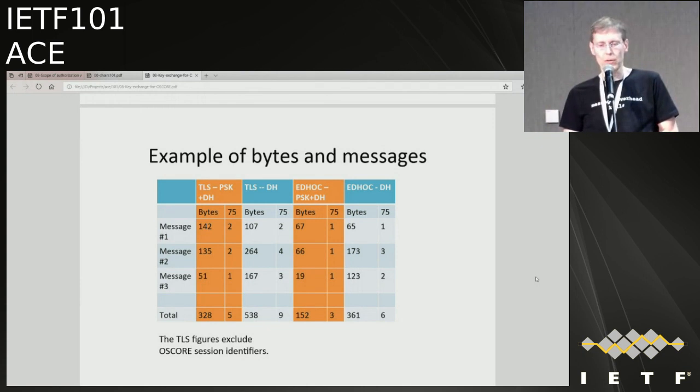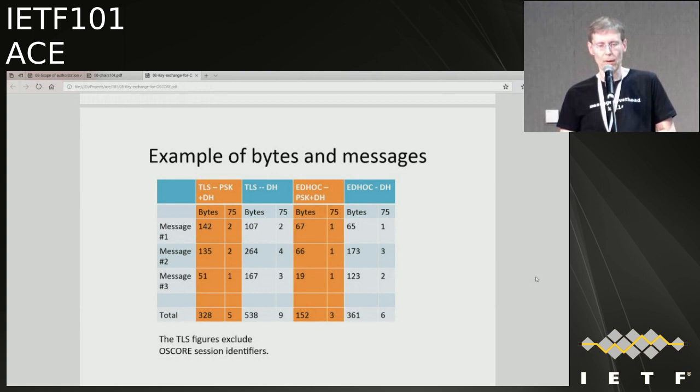So these figures are a fair comparison between the two protocols, except that there are some parts missing in terms of OSCORE session identifiers, which are not defined in TLS and are not included in the TLS numbers. You see that there is actually a significant difference in overhead between the two protocols. The simple explanation is that TLS was not designed to be a very compact protocol. That was not considered to be very necessary, whereas EDHOC, in the opposite direction, is looking precisely at a compact implementation.